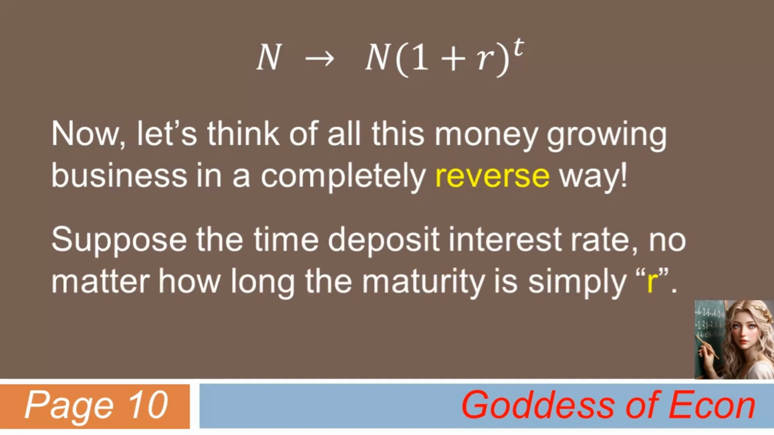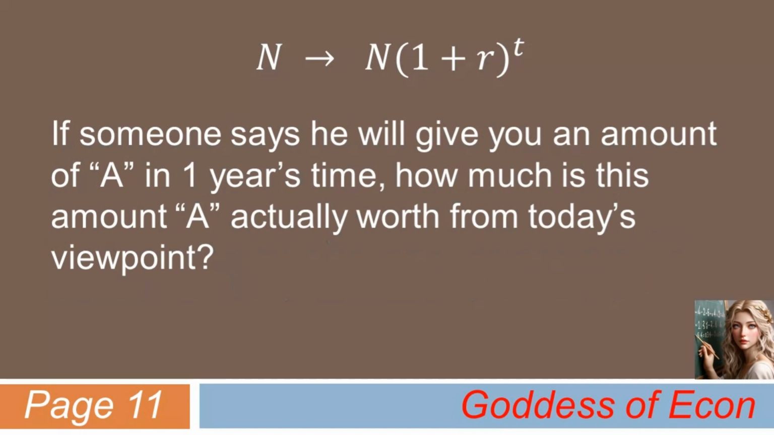Suppose the time deposit interest rate, no matter how long the maturity is, is simply R. If someone says he will give you an amount of it in 1 year's time, how much would this amount be actually worth from today's viewpoint?